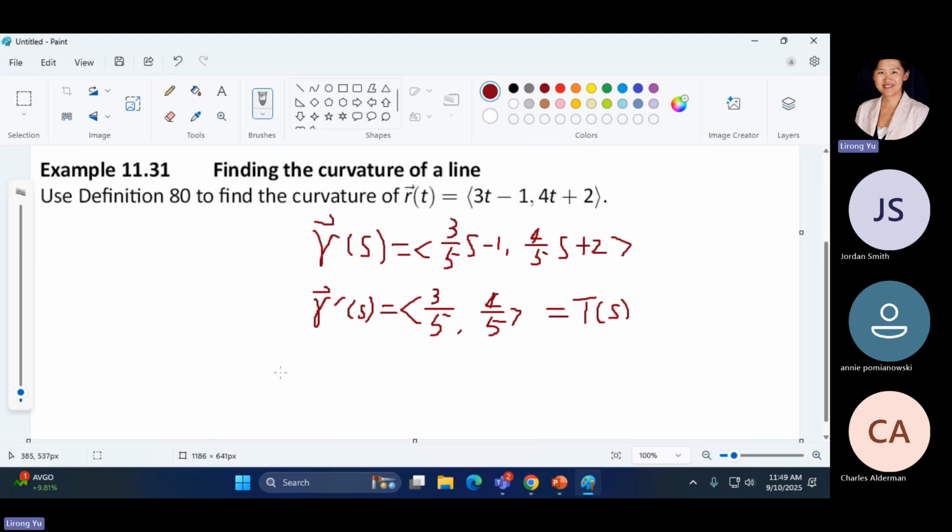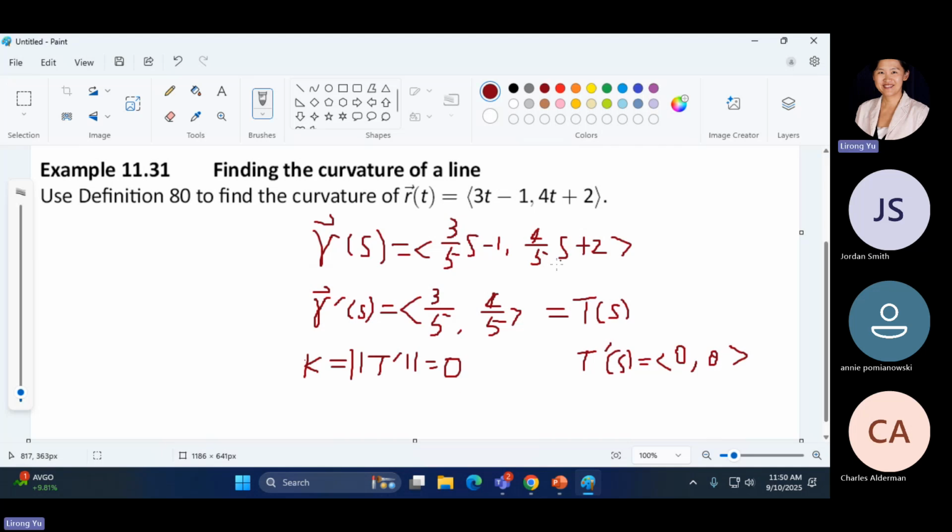Okay, and then the curvature is, by definition, the magnitude of T prime. So that was T. T prime of s is finding the derivative of every component, so it's 0 and then 0. So every component equals 0, and of course the magnitude of it equals 0. That shows the curvature of this function is 0. Any question?